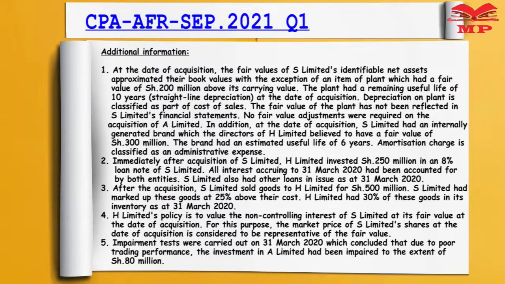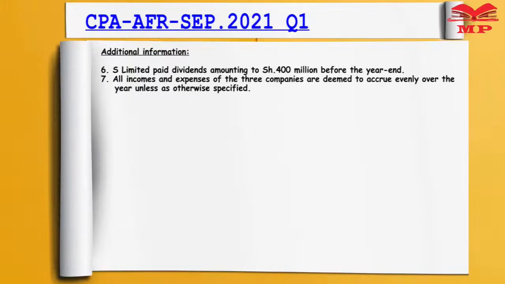Number 5, impairment tests were carried out on 31st March 2020, which concluded that due to poor trading performance, the investment in A Limited had been impaired to the extent of 80 million. So when determining the investment in associate, you're supposed to eliminate impairment loss of 80 million. Number 6, S Limited paid dividends amounting to 400 million before the year end. So that is intercompany dividend that has already been accounted for. If you look at the income statement, under investment income, there is interest and dividend.